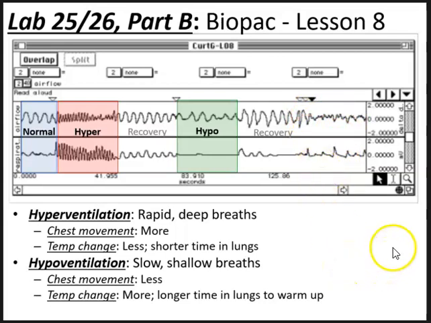But for the most part, you should have an idea of what happens during these three conditions, during eupnea, hyperventilation, and hypoventilation. What happens to chest movements? What happens to the change in temperature or airflow? Also be aware of Boyle's law and the events starting with the volume and then the pressure, or the volume and then the movement of gases, and then the change in temperature. So make sure you are comfortable with Boyle's law and how it applies to inspiration as well as expiration.